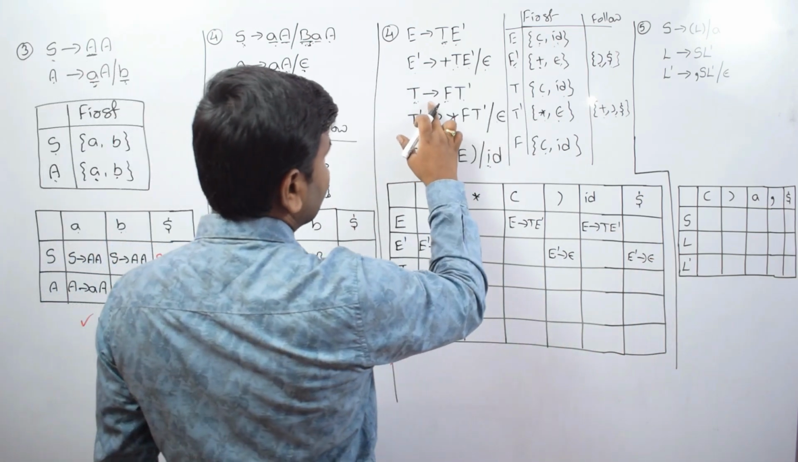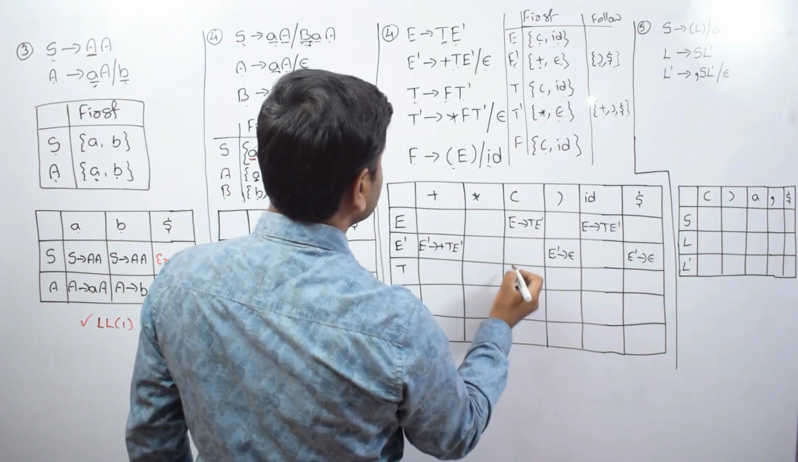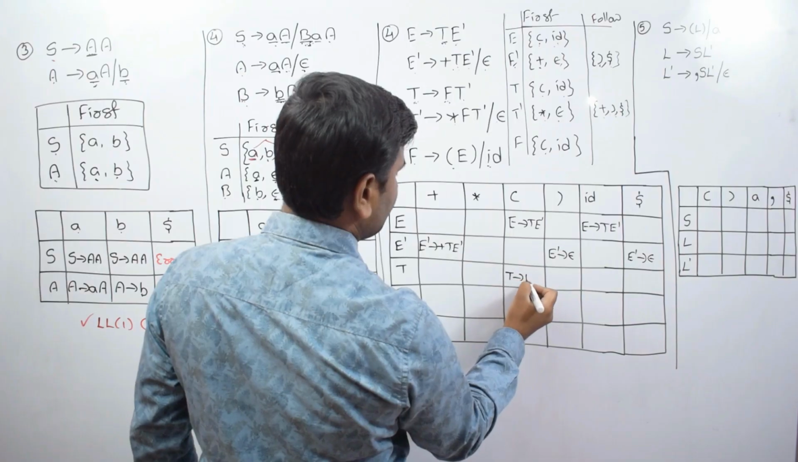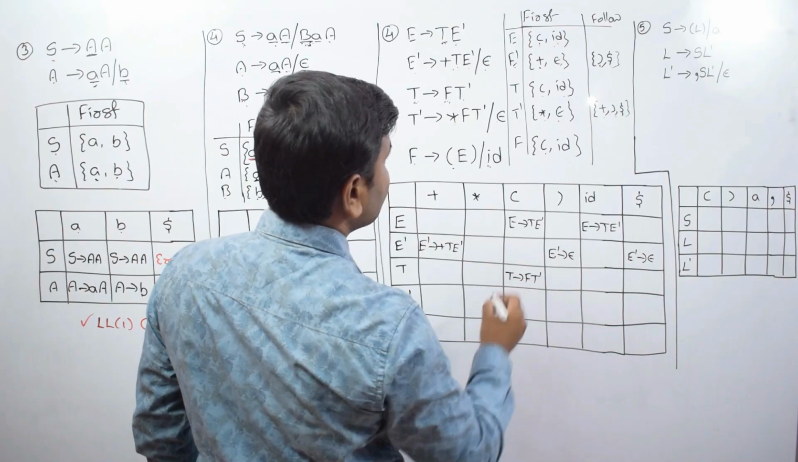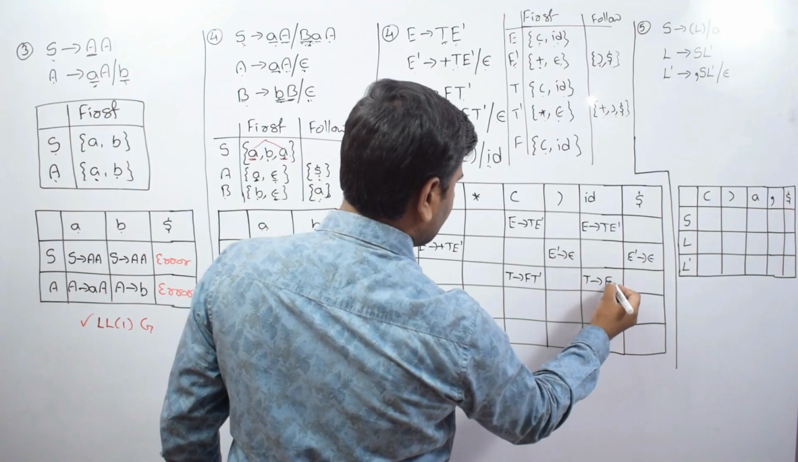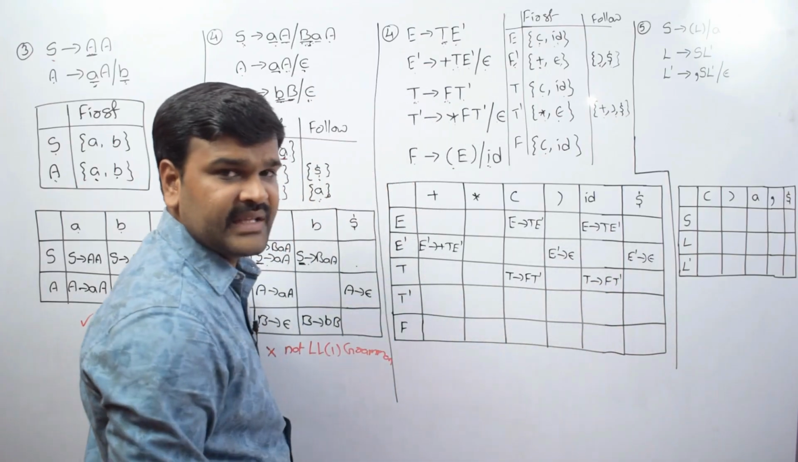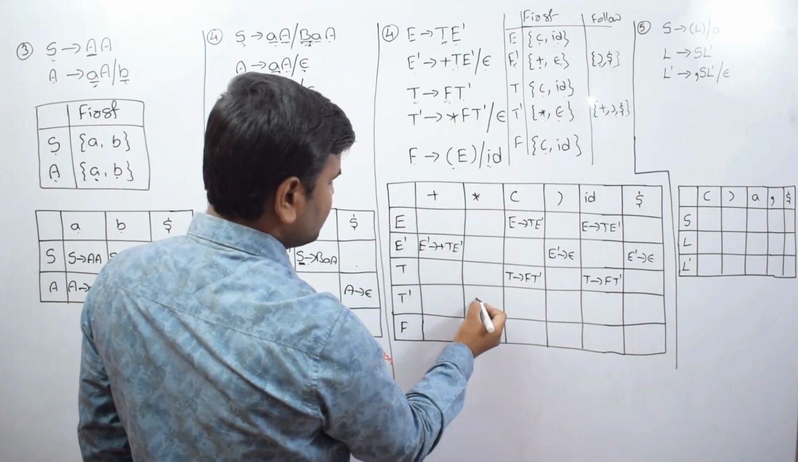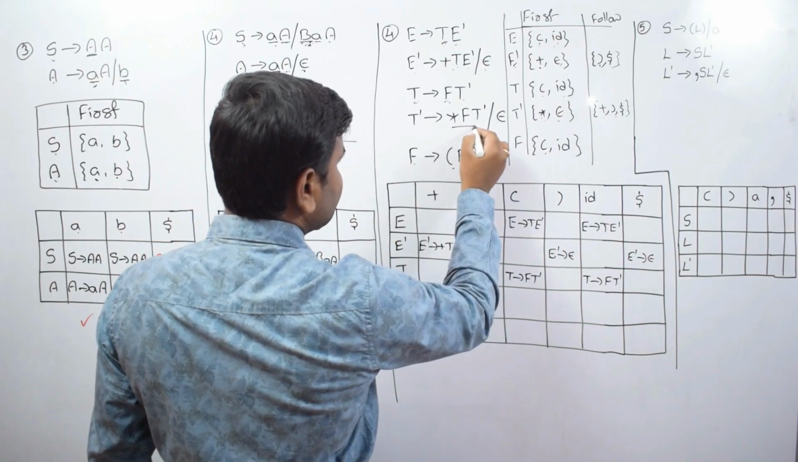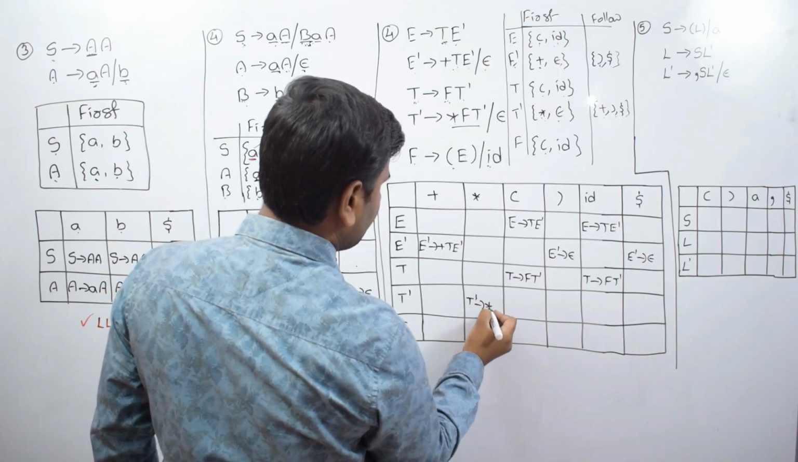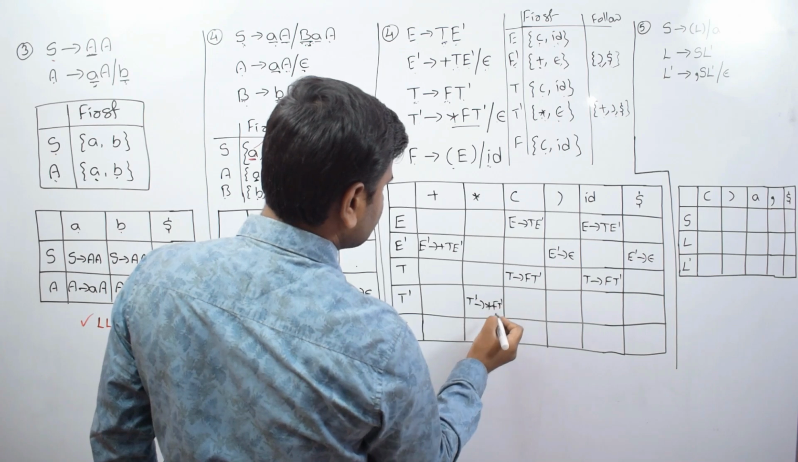Then if you come to T, under open brace, from this production you got it. So, T arrow F T dash. Then under ID also we will write the same production, T arrow F T dash. Okay. Then next, if you come to T dash under star, so star you got from this one directly, right? So that is why T dash arrow star F T dash.